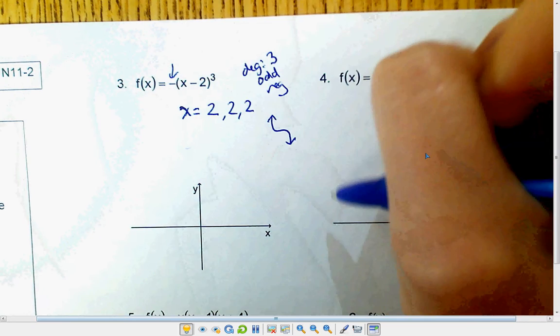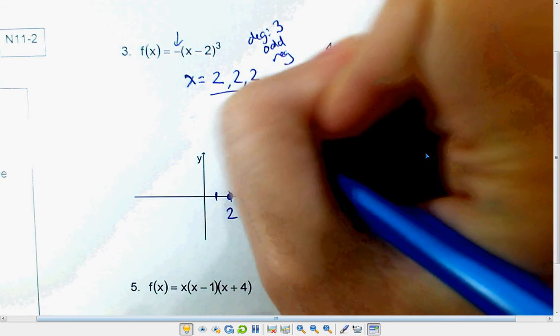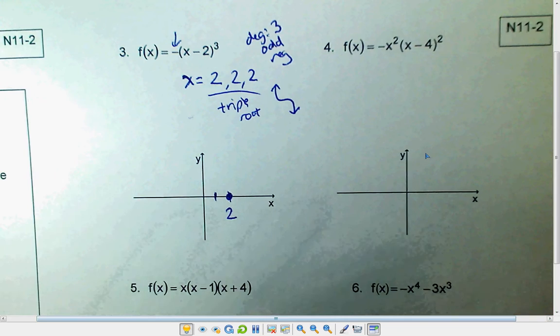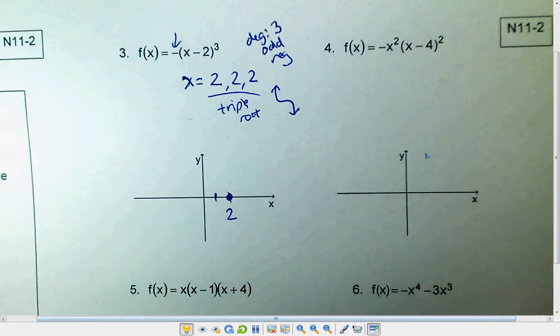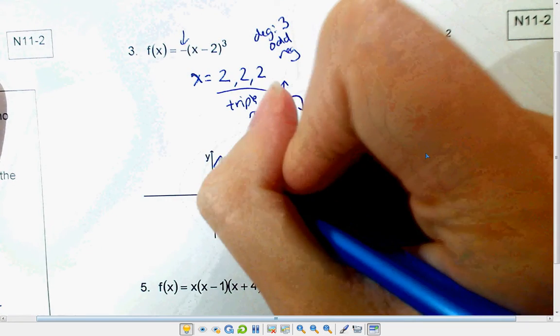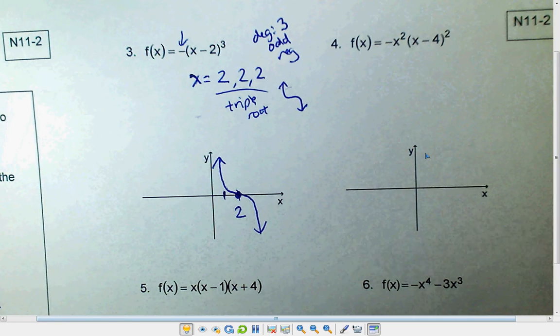Starts up, goes down. We only have 1 root here. It's at 2. And this one is a triple root. So because it's triple, we know it's going to curve through just like the x cubed function, which makes sense. This is x cubed. We wanted to start up here. I'm going to curve through and go down. That's the only root, so that's my graph for this function. Easy peasy.